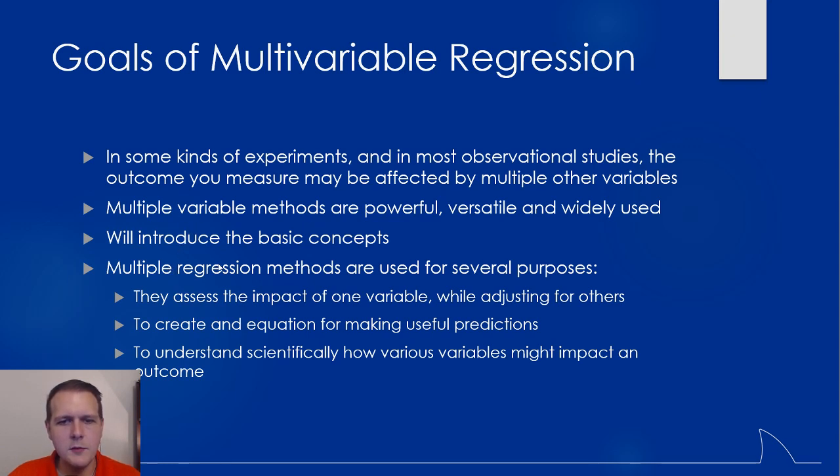When we do a multiple regression, we're going to be using these methods for a couple of different purposes. One, they're able to assess the impact of one variable while adjusting for others. When I say adjusting for, I mean controlling for, saying, well, with all these other things being equal, what's the impact of this one particular variable? We can then create an equation making useful predictions, right? This is how we develop a model like the Cockcroft-Gault equation. And then we'll be able to scientifically understand how various variables may have an impact on a particular outcome.